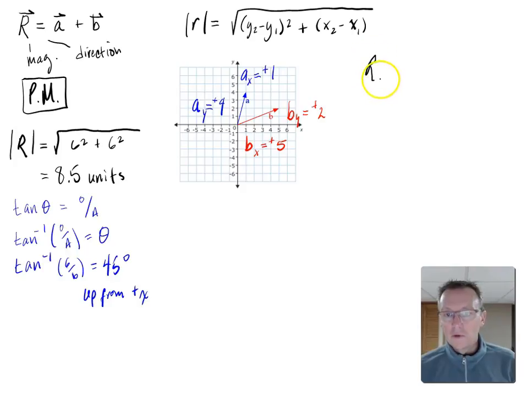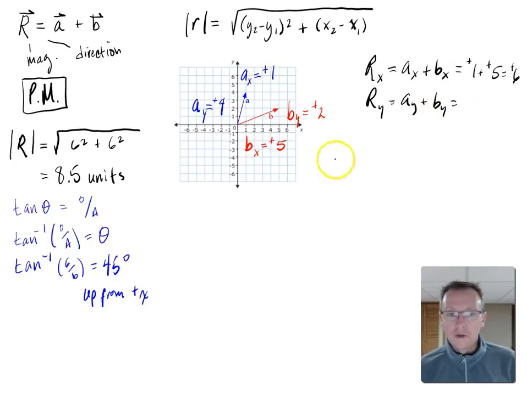If I wanted to say something like this, I could say the horizontal for our resultant is equal to the sum of all the horizontals. So A sub X plus B sub X, or plus 1 plus 5, or positive 6. The verticals is equal to the sum of the vertical components, so A sub Y plus B sub Y, which is the same as saying positive 2 plus positive 4. I did that in the wrong order, but you'll get the idea, equals positive 6.